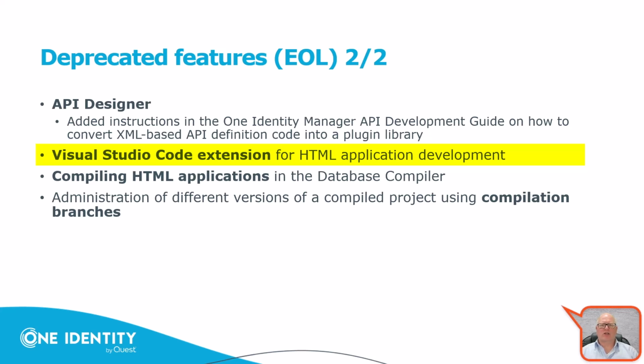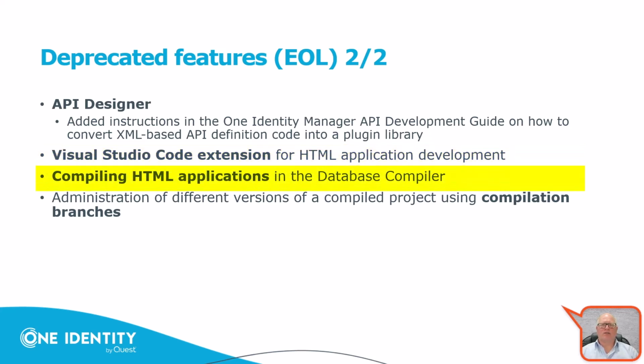I'm very sure that not a lot of people were using that, and in the meantime there is another option. What is going away as well is the compiling of HTML applications with the help of the database compiler. This is now done internally in another way, so it is not necessary to use that anymore. Directly connected to that, the administration of different versions of compiled projects using the compilation branches was removed as well. Another feature a lot of people were not really aware of, so it will not really be missed.